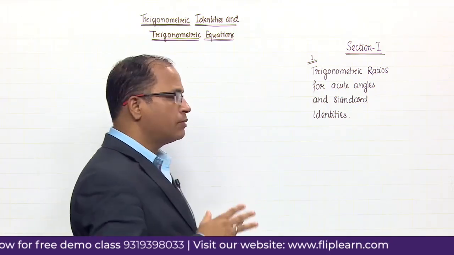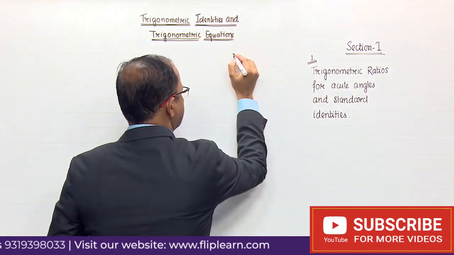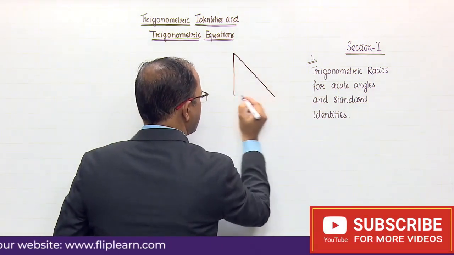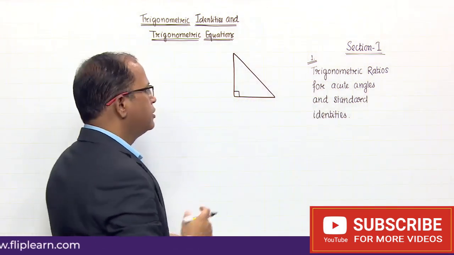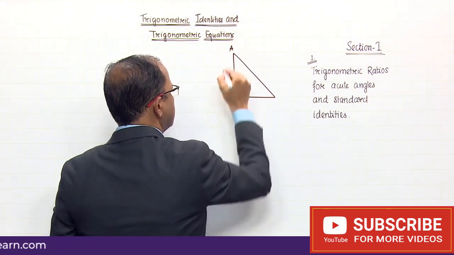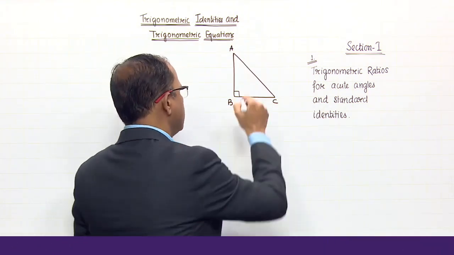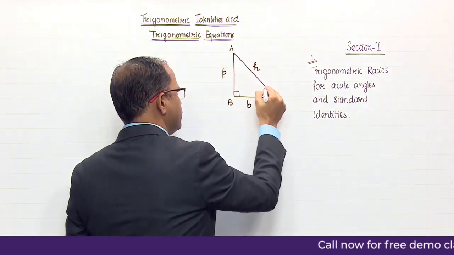So when you are talking about acute angles and standard identities, we are talking about a right angle triangle. I will take a right angle triangle, okay? This one, fine. We have A, we have B, we have C, right? We have hypotenuse, we have perpendicular, we have base. We have an angle theta here.